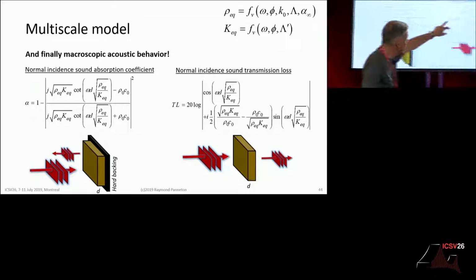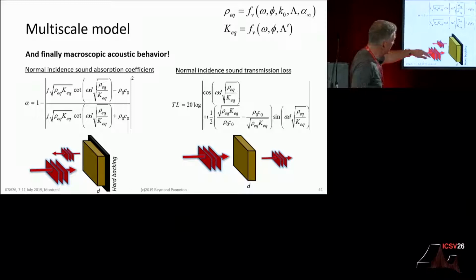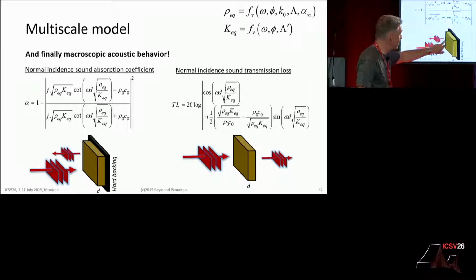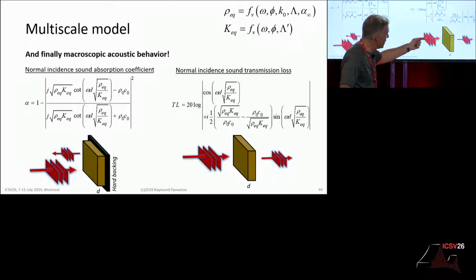When we talk about the absorption problem, the material of thickness D is backed by a rigid wall. So we want to characterize the absorption of the incident wave, to minimize the reflected wave. And for the transmission loss problem, we want to reduce the acoustic amplitude of the transmitted wave.